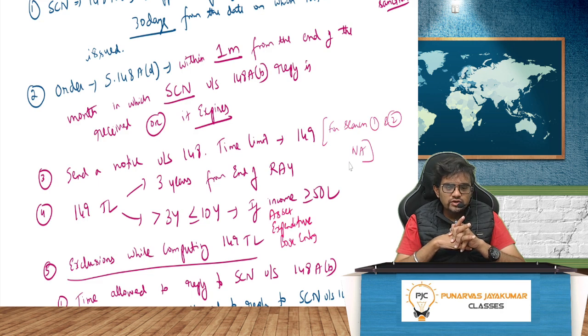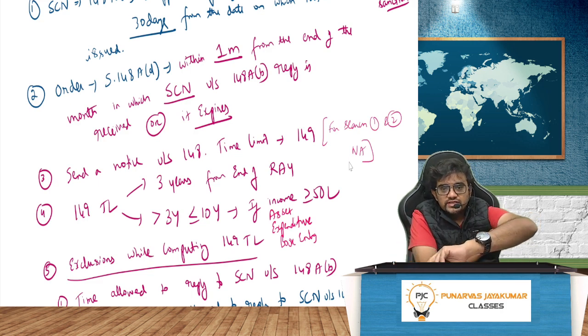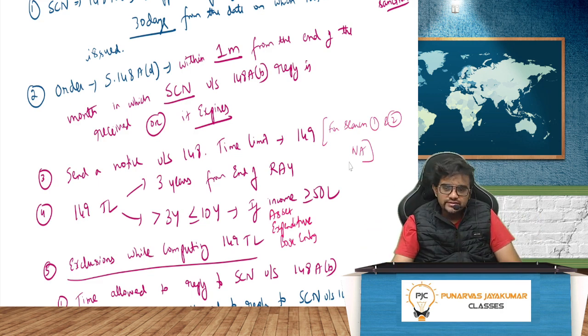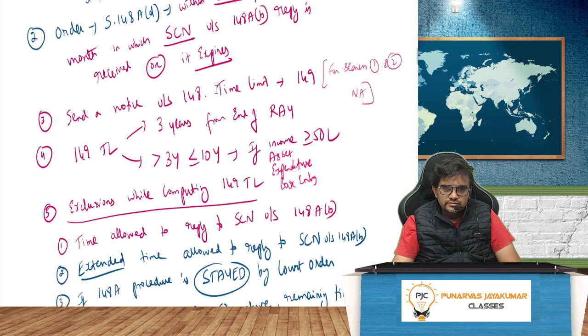Then I will send a notice under section 148 within the time limit under 149. What is the 149 time limit? 3 years from the end of the relevant assessment year. 3 years to 10 years if the income represented by asset, expenditure or book entry is greater than or equal to 50 lakh. Guys, I am doing the old one. The new one has changed. She has not just changed the block period. She has also changed 149. Everything has changed. Correct? That's why we did it slowly.